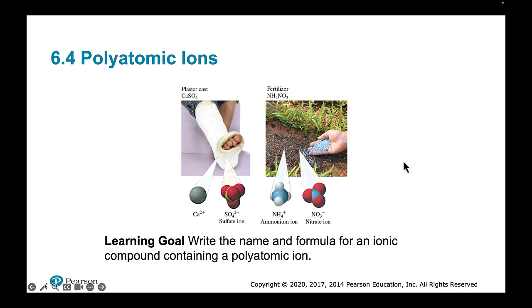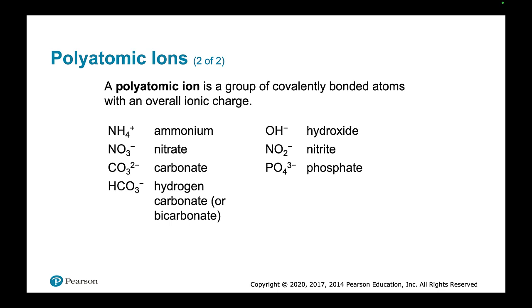Okay, the last thing that we have to talk about in this section is polyatomic ions. A polyatomic ion is a group of covalently bonded atoms with an overall ionic charge. What that means is you have elements bonded together in a covalent form, but overall they have a charge on them. When these polyatomic ions participate in compound formation, they stay together as one unit with the charge of the overall ion.